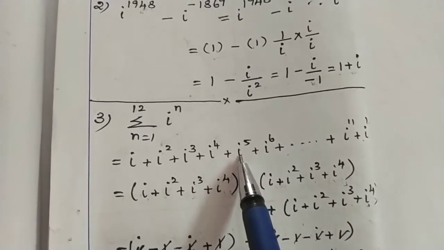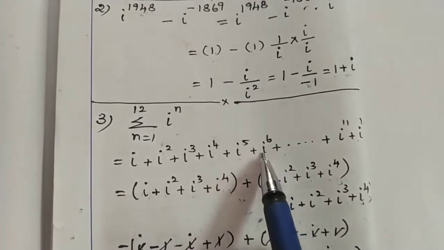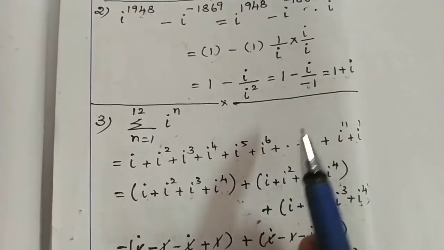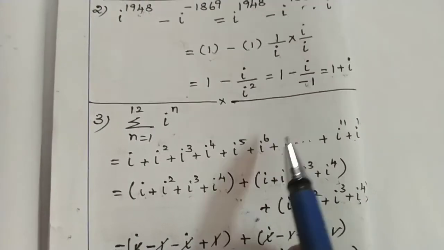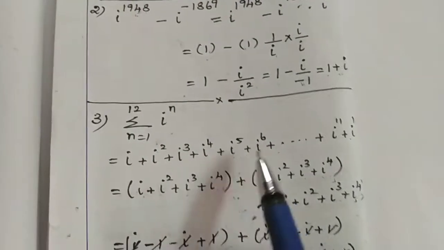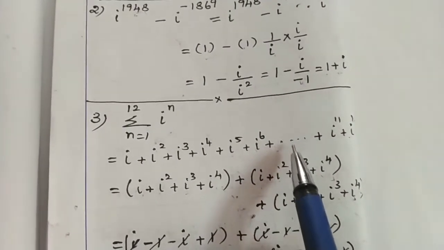i power 4 value is 1, that is i. i power 6 means i power 4 into i square. i power 4 value is 1, so i square. Next, i power 7: i power 4 into i power 3. i power 8.